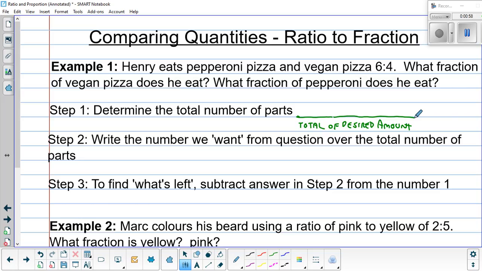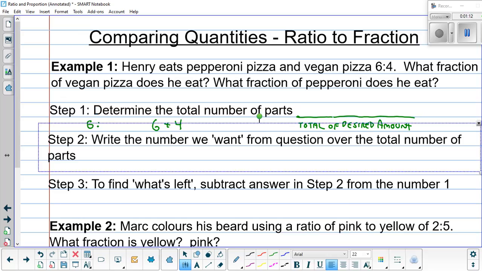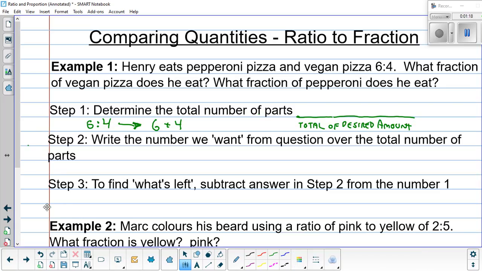So we have to determine the number of parts. Well, how many parts do we have? The amount of parts is just, we want to add the individual parts from the ratio. So we have 6 to 4, right? And that is how I turned it into just 6 plus 4. So just think, instead of being the colon, you're just making it a plus sign in the middle.